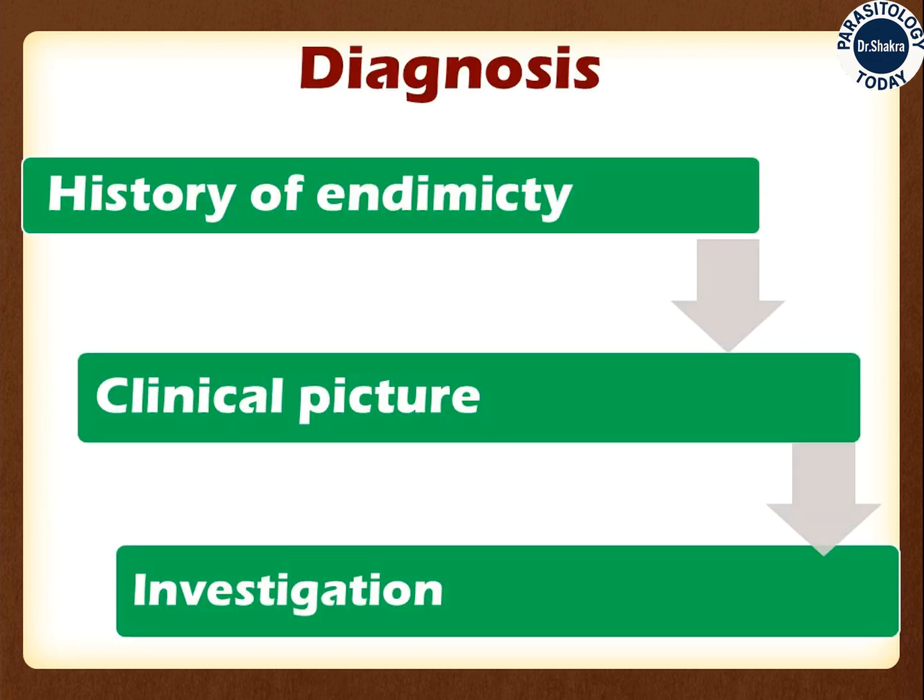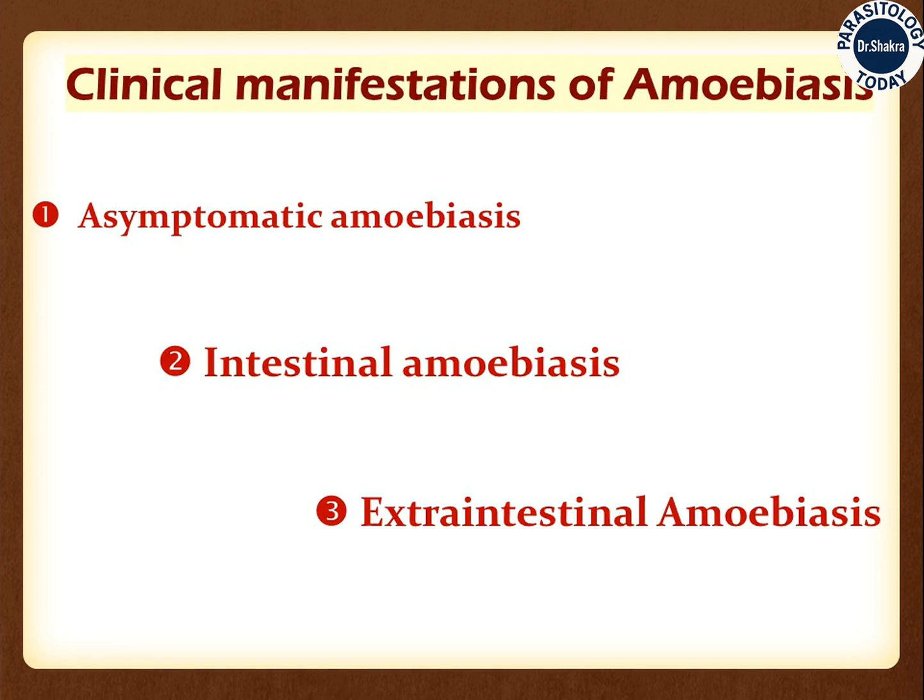Diagnosis of Entamoeba histolytica infection involves a patient's travel or residence in endemic regions, raising suspicion, assessing the clinical picture, and conducting investigations to confirm the presence of the parasite. Amoebiasis can present as an asymptomatic infection, intestinal amoebiasis, or extraintestinal amoebiasis.